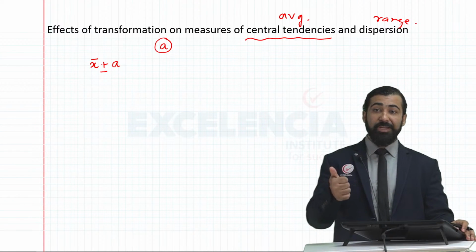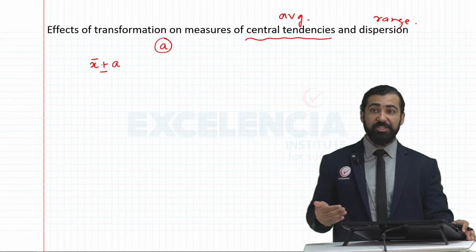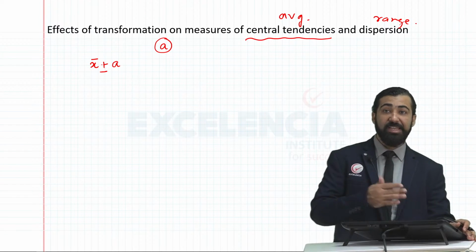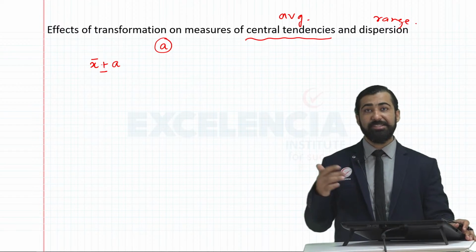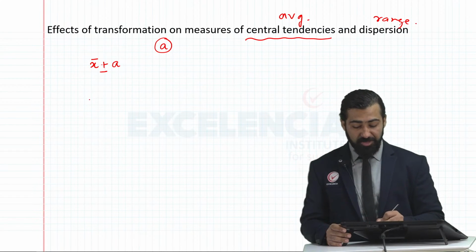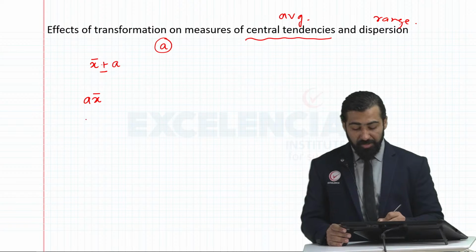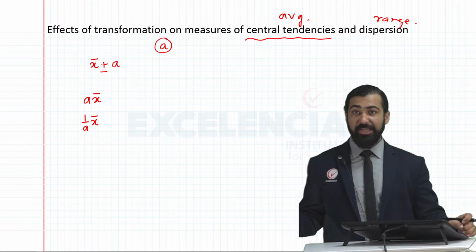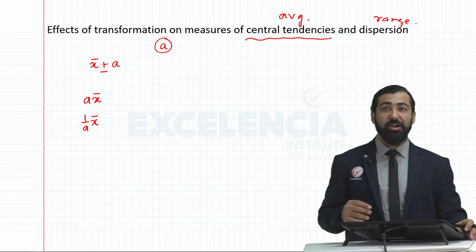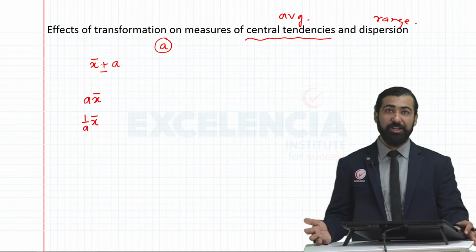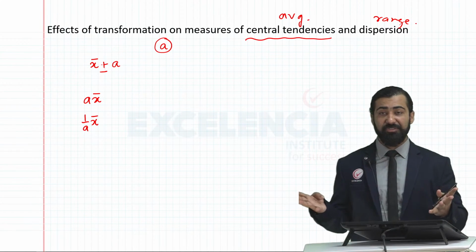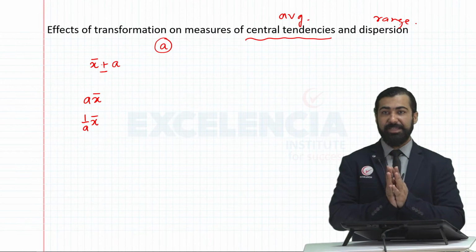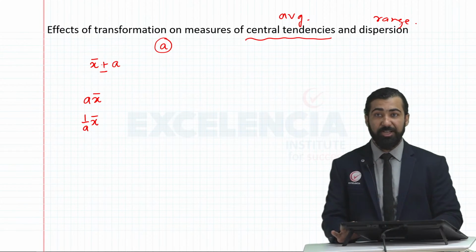Just like mean, median and mode will also follow the same pattern. If each and every value is increased or decreased by a certain value, in that case mean, median, and mode are increased or decreased by that value. Similarly, when you multiply or divide, your mean will become a times or divided by a of the original mean. So whatever you do, add, subtract, multiply, or divide each of the values, the mean does exactly the same.